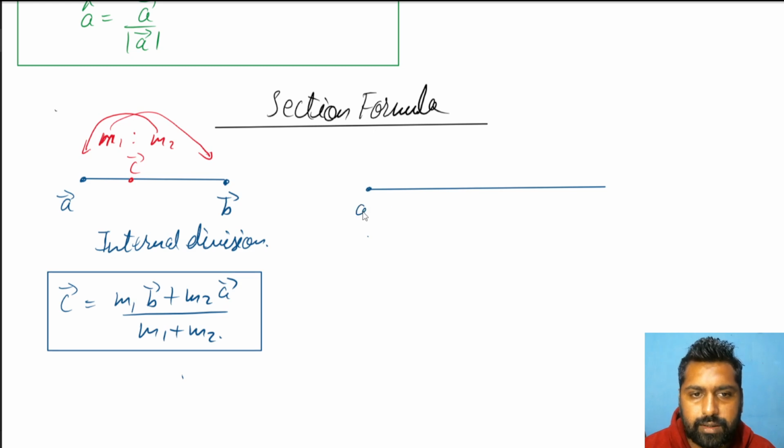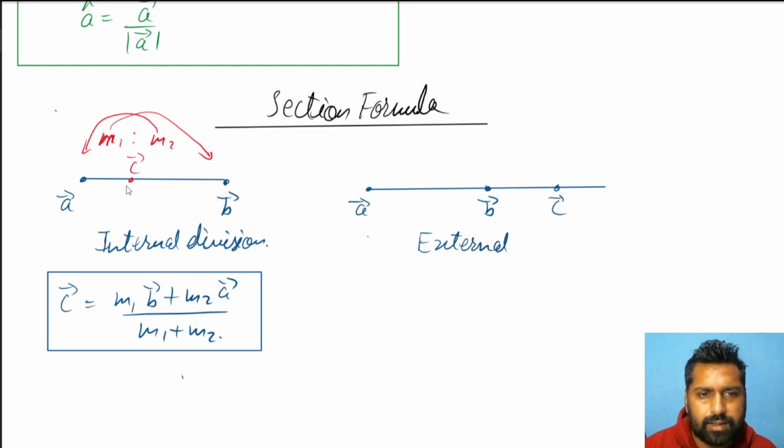Let's say you have another point, again A vector is the position, let's say you have B vector here, and let's say you have a C vector here. And it is dividing externally, so this is the case of external division. Internal division, the point lies inside the line segment. External division is the point lies outside.